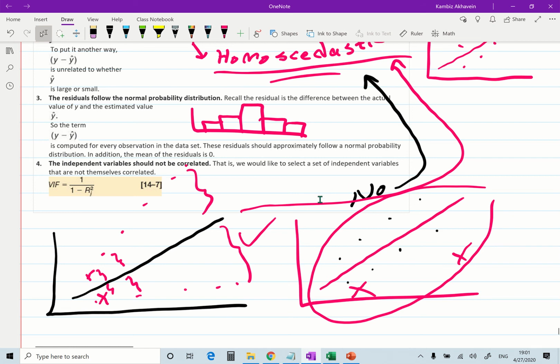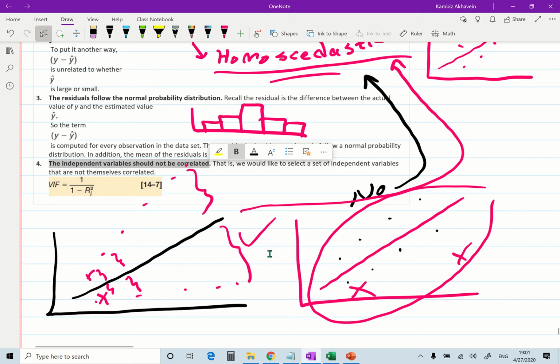Okay, hi everyone. This is the second part of section 14.4. And we check the last assumption: that the independent variables should not be correlated.